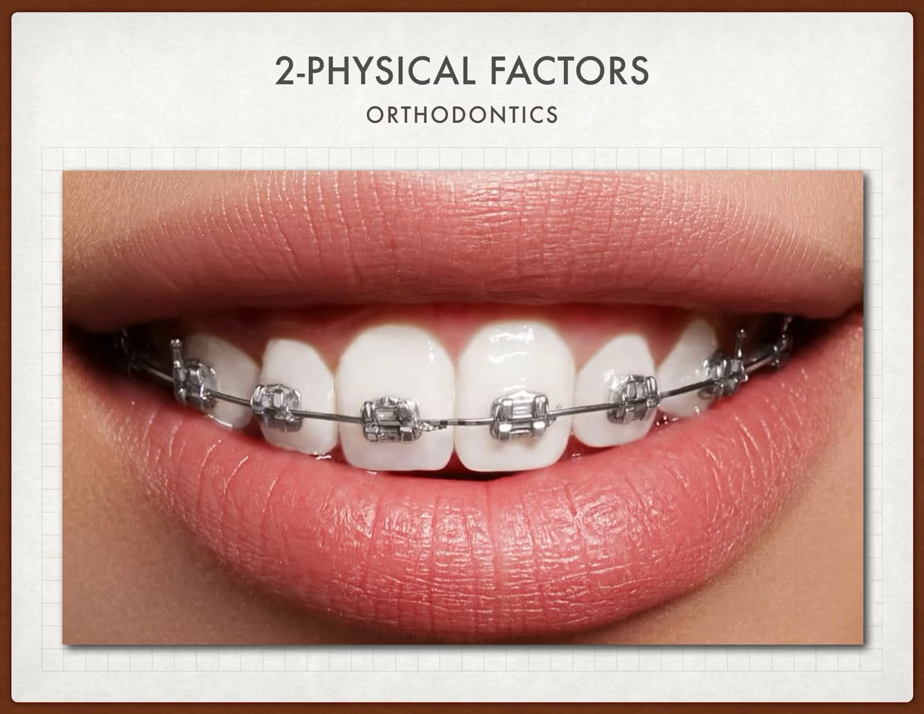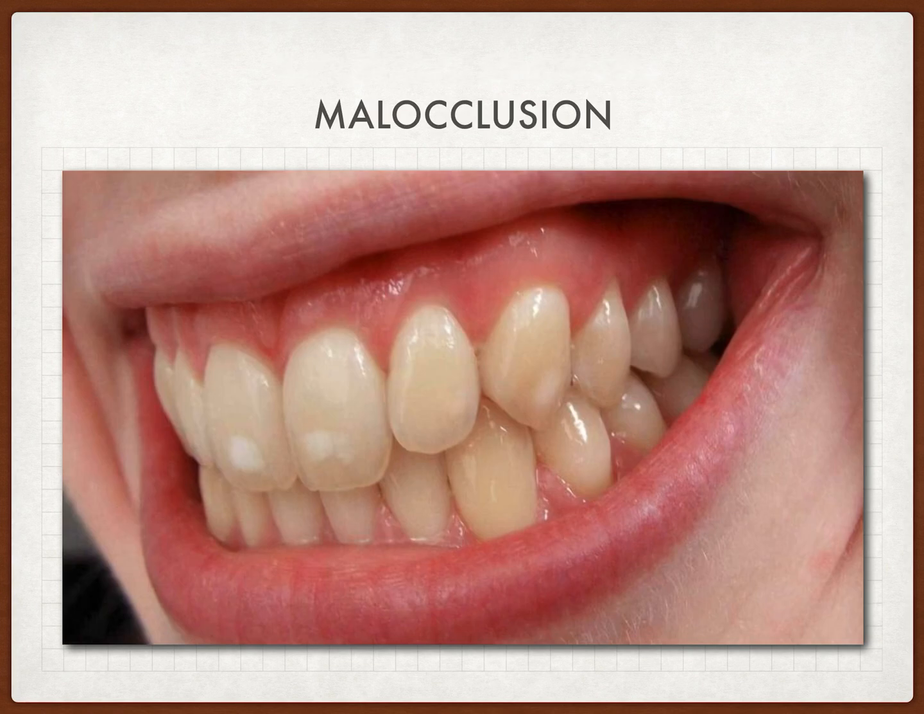The second factors that may cause pulpitis are the physical factors. And when I say the physical factors, I mean for example, the orthodontic work. When we do some orthodontic work, of course, the forces and the trauma that affect the tooth will lead primarily to periodontitis, but they may also affect the pulpal integrity and health. The same is true for malocclusion.